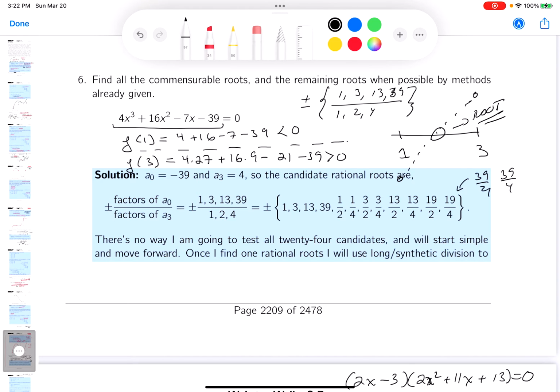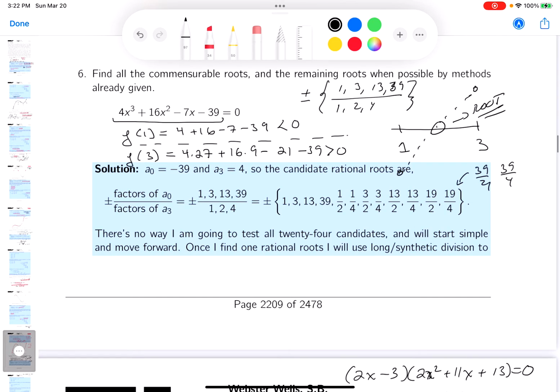All right, let's just check it out. Would you get 4x cubed? Of course you would. Would you get minus 39? Of course you would. Do we get the middles, though? I don't know. Let's take a look. You get minus 6x squared, and plus 22x squared. And what would that give me? Yeah, 16. That's good.